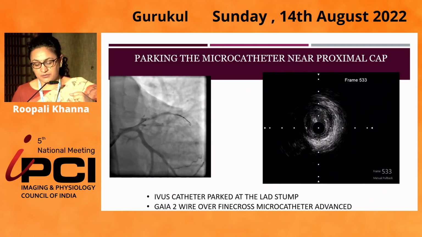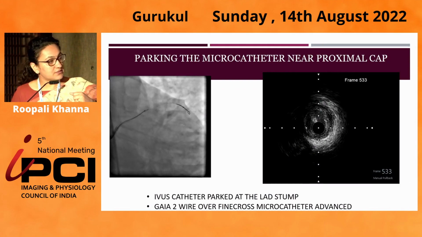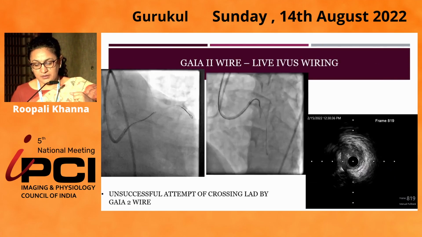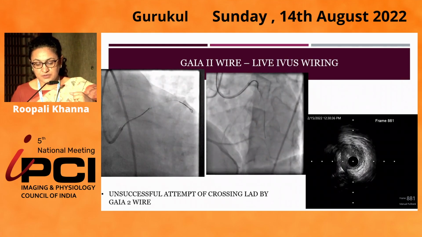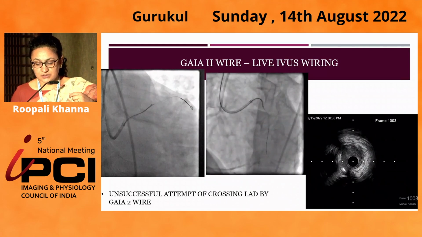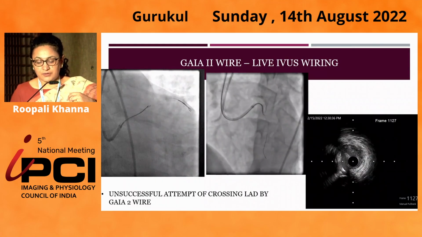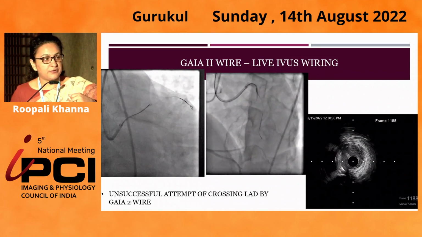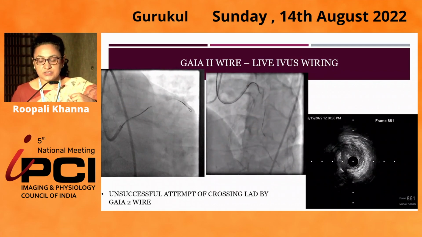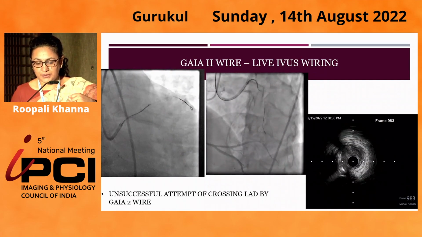This was a live IVUS wiring. We took a fine cross microcatheter. It was parked there, and first we thought we could try with a Gaia 2 wire in this case. After parking the wire, this was the live IVUS. If you can see on the right side, my Gaia 2 wire is at the 10 o'clock position, 6 o'clock position, trying to penetrate the cap. After repeated attempts, we were not able to penetrate this cap because the cap was very stiff. So we knew that we were able to localize the stump, but still we were not able to penetrate it.